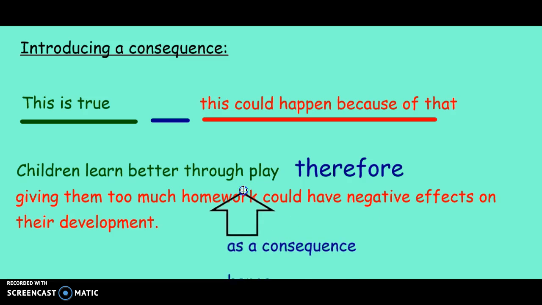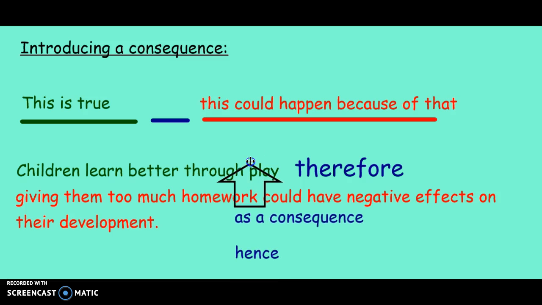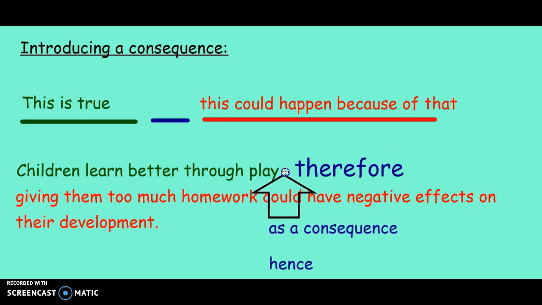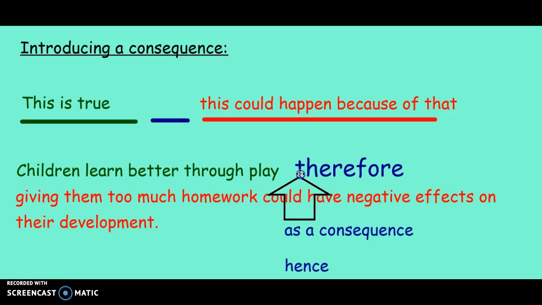I have other linkers that have the same meaning as therefore. So for example here, as a consequence and hence. I'm going to read the same sentence with these different linkers. Children learn better through play. As a consequence, giving them too much homework could have negative effects on their development. Or, children learn better through play. Hence, giving them too much homework could have negative effects on their development.